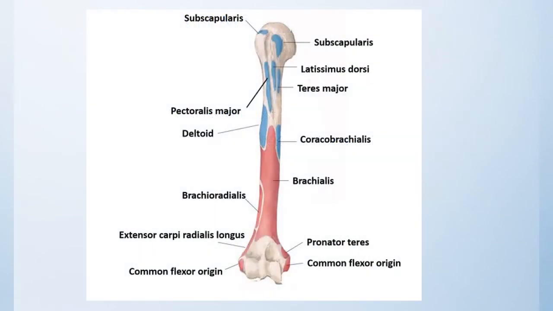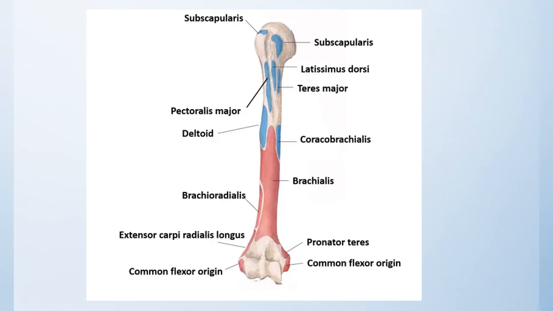Now in this picture we can again revise that it is the anterior aspect, and in the anterior aspect, middle of the medial border, it is coracobrachialis. Then on the anterolateral surface it is deltoid. Then lower half of the anteromedial and anterolateral surface, the attachment is of brachialis.